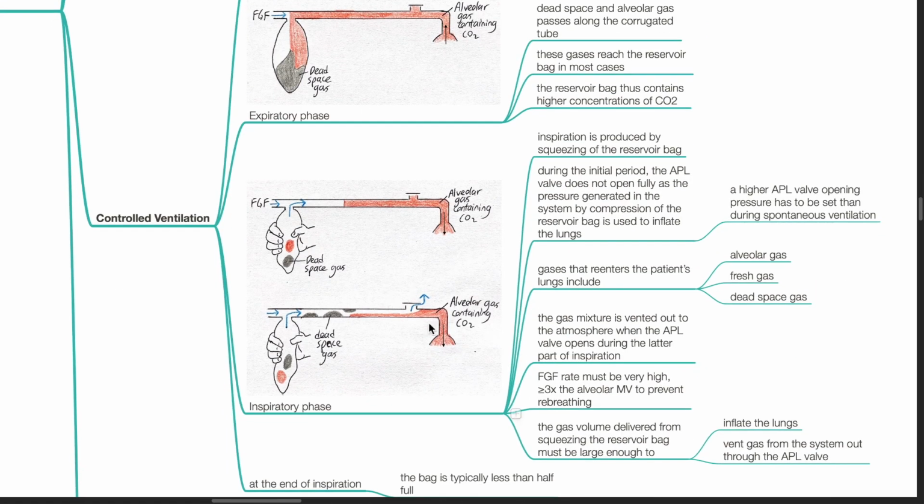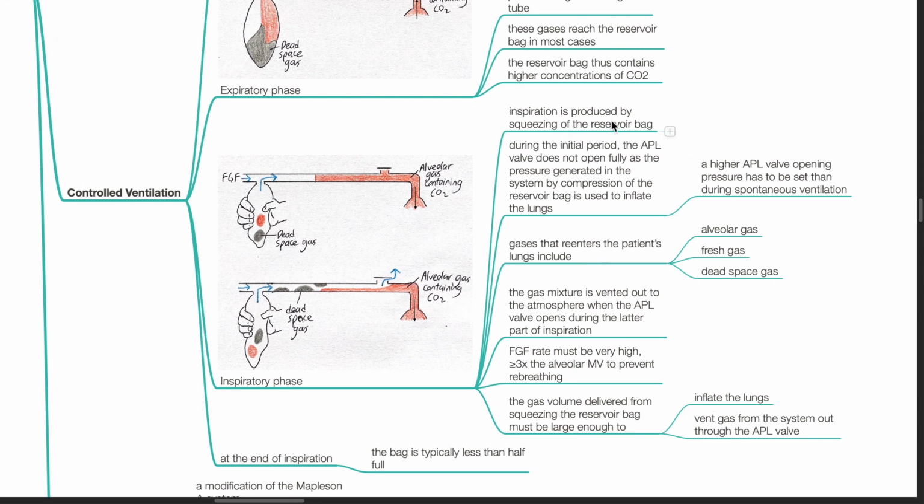During the inspiratory phase, inspiration is produced by squeezing of the reservoir bag. During the initial period, the APL valve does not open fully as the pressure generated in the system by compression of the reservoir bag is used to inflate the lungs. A higher APL valve opening pressure has to be set than that during spontaneous ventilation. Gases that reach the patient's lungs include alveolar gas, fresh gas, and dead space gas. The gas mixture is vented out to the atmosphere when the APL valve opens during the latter part of inspiration.